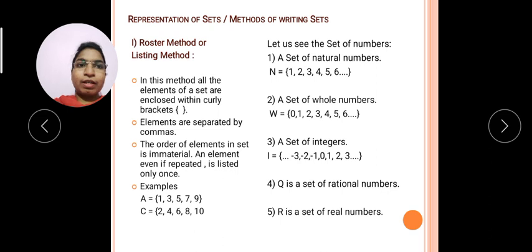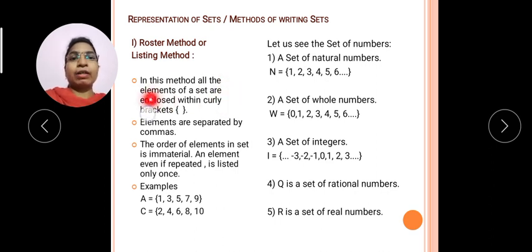For example, take even numbers. If I say the numbers from 1 to 10, write the even numbers. Which are the even numbers then? 2, 4, 6, 8 and 10. Since it is 1 up to 10, we can include the 10. So in the listing method, whatever objects are in that set, we have to mention all the objects, every object written separated by commas.